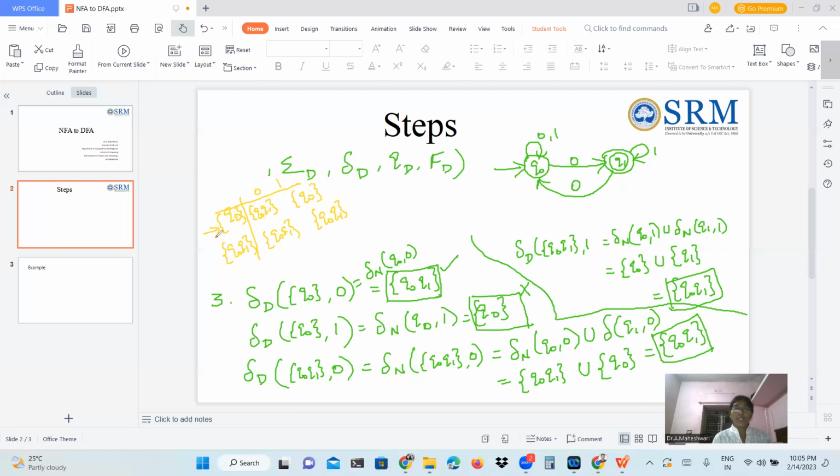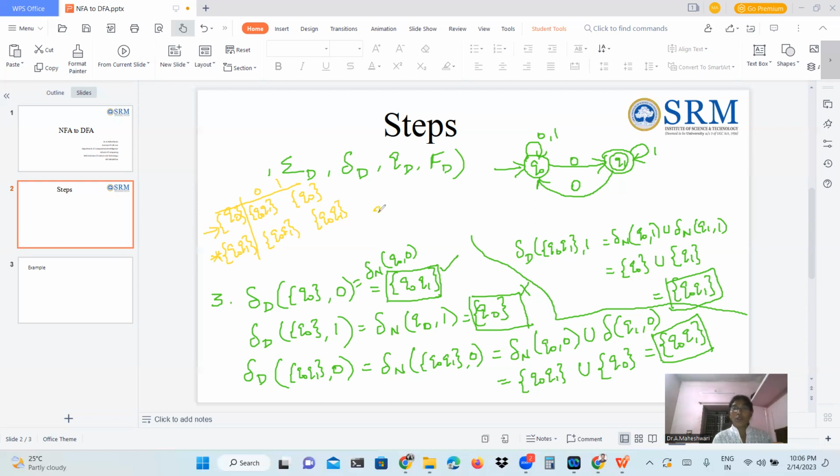So this is the initial state. This is the final state. And this state I have informed, right? This is the initial state of NFA. The final state of the NFA is Q1. So wherever Q1 appears, that is the final state of the DFA. So I have evaluated only two states, right? Q0 and Q0, Q1. Q1 is here only. Now you consider this as a final state.